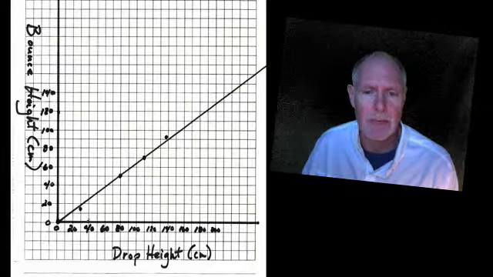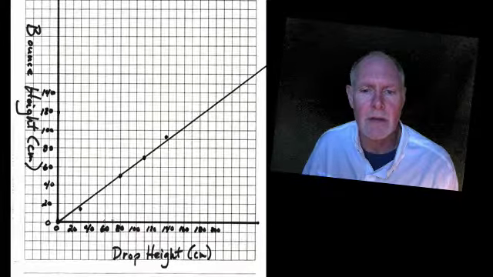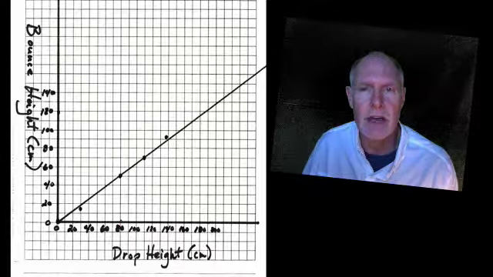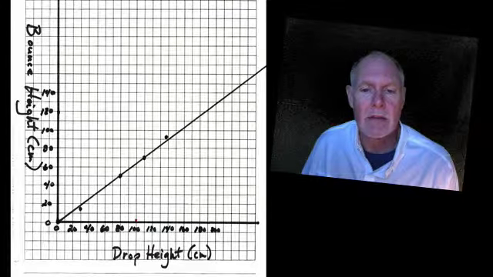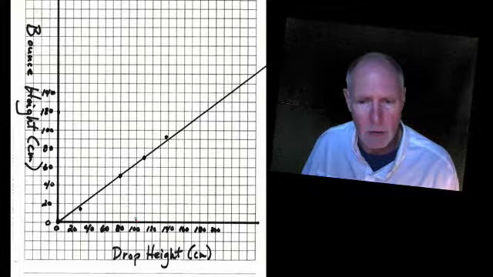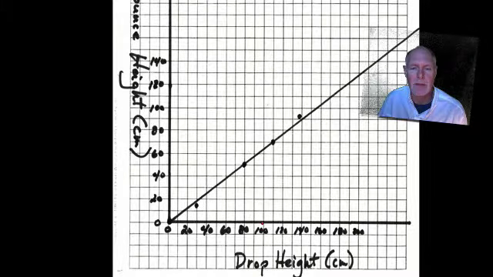So for example, in class, I don't think that we dropped it from 80 centimeters, even though I've got a dot there. Let me show you how, well, let's do 100. How I would actually figure out how high it would bounce from 100. So what I do is I come to the bottom on the x-axis and go to 100, then I go straight up until I hit the black line, and then I go over to the left and I read where that would be. So it's just a little bit above 60. So I would predict that somewhere around 62 centimeters is how high the ball would bounce if I dropped it from 100 centimeters.